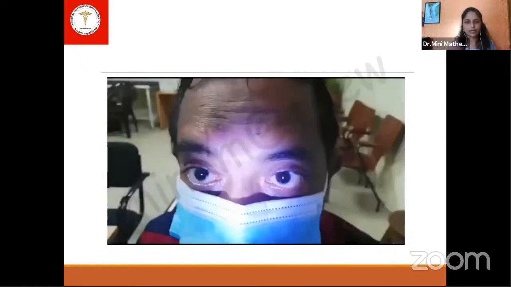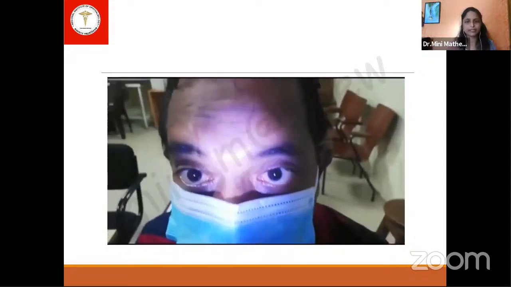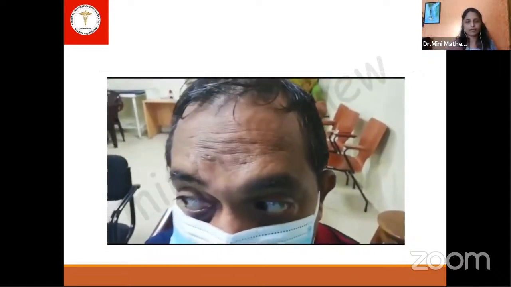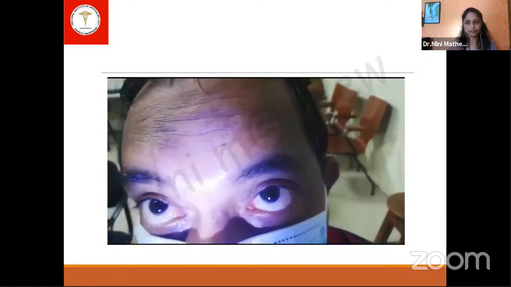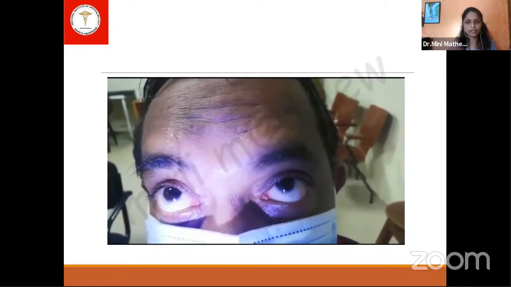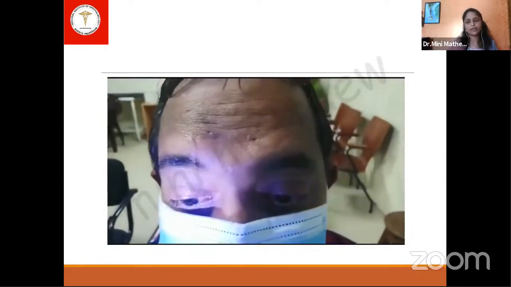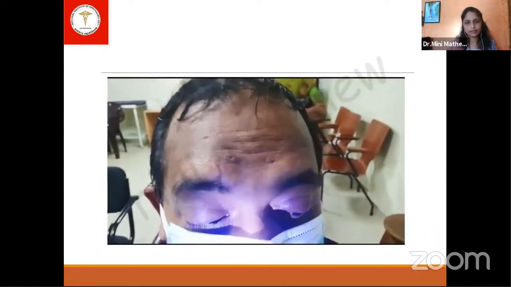Now observe this patient who came after an intracranial surgery with acute diplopia. On right gaze, movement is full. On left gaze, there is definite abduction deficit. Elevation and depression, all are full. So this is a left sixth nerve palsy.